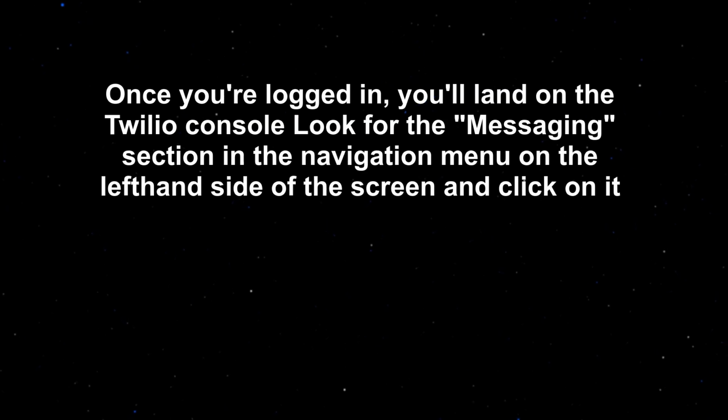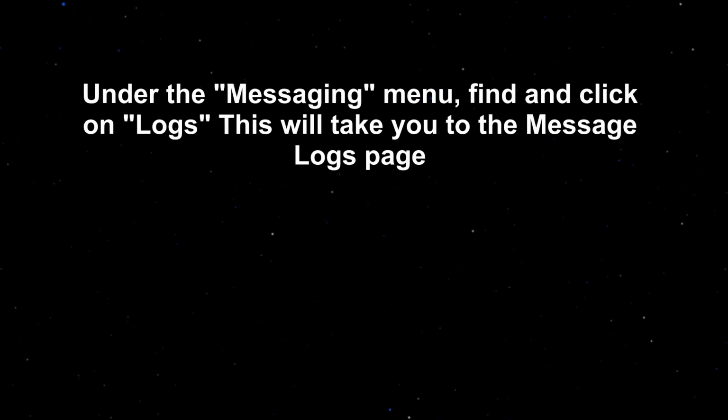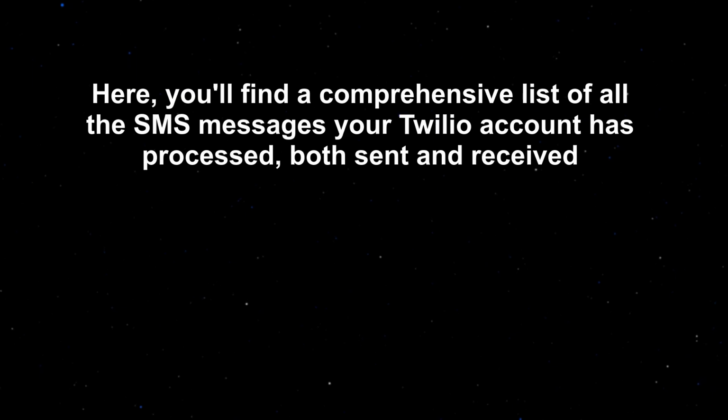Look for the messaging section in the navigation menu on the left-hand side of the screen and click on it. Under the messaging menu, find and click on Logs. This will take you to the Message Logs page. Here, you'll find a comprehensive list of all the SMS messages your Twilio account has processed, both sent and received.